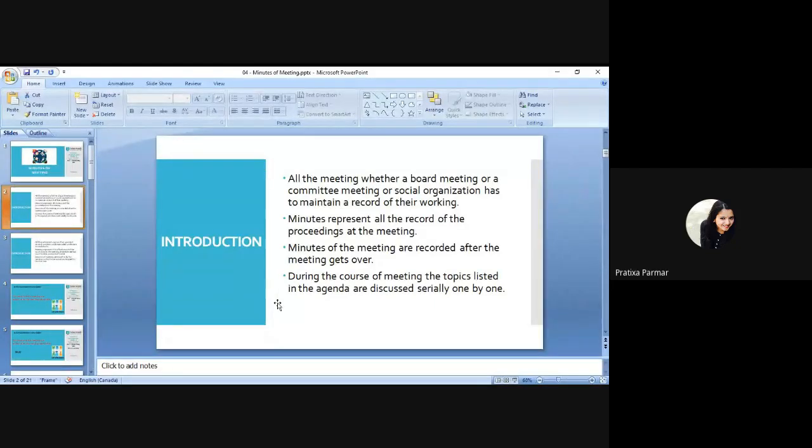During the course of the meeting, the topics listed in the agenda are discussed serially one by one. Now, the most important feature of minutes of the meeting is organization. You have to follow it in an organized way.